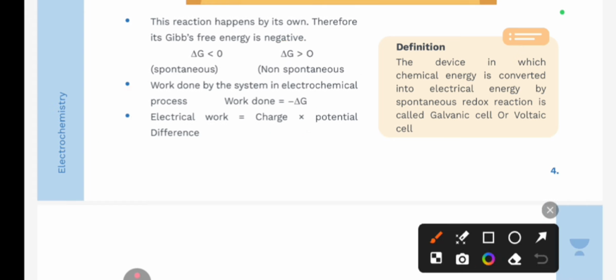So we can learn the definition of the galvanic or voltaic cell, the other name of the electrochemical cell: the device in which chemical energy is converted into electrical energy by a spontaneous redox reaction. So this is the exact definition of the galvanic or voltaic cell.